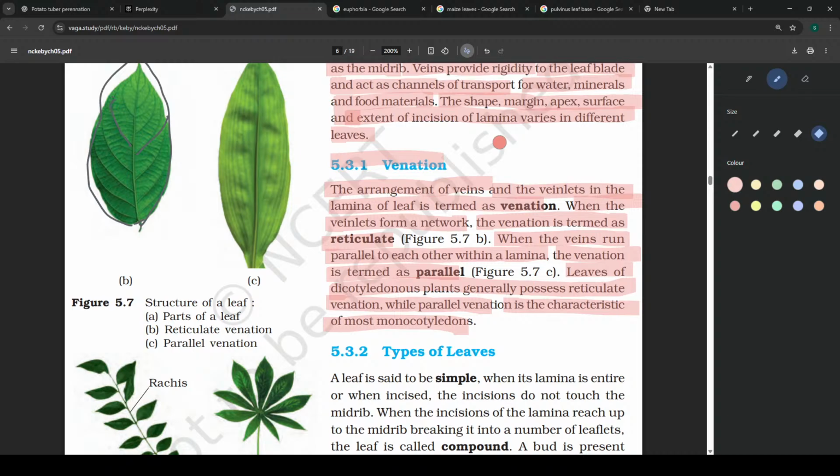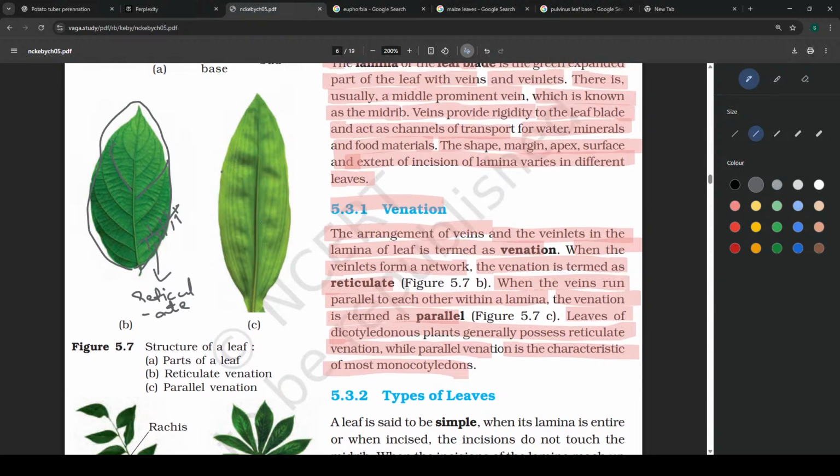And when these veinlets form a network like this, this is one veinlet, and it is forming numerous branches like this, and so on. This is a network-like structure. It is called reticulate venation. Reticulate venation. And another kind of venation is parallel venation.